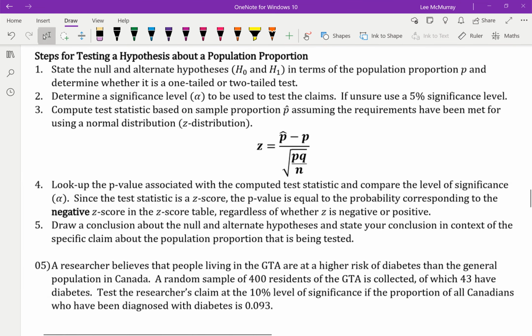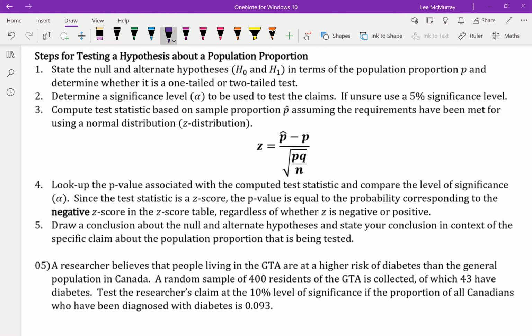Okay, so steps for testing a hypothesis about a population proportion. You'll notice a lot of these steps are very similar to what we've done. There will be a few differences that I highlight here. So step 1 is still the same, null and alternative hypothesis. We can do that as normal.